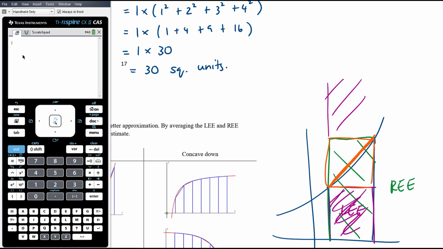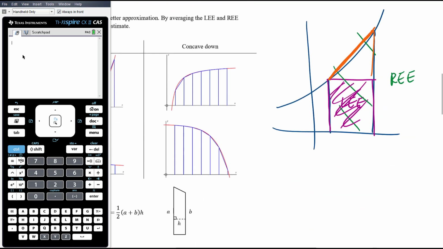So that means that when we are calculating the trapezoidal estimate, which is to essentially not make a rectangle but instead make a trapezium by just directly joining the two points on the curve with a straight line, we get an average of the left endpoint and right endpoint estimates, and hence we get a much better approximation for the actual area.